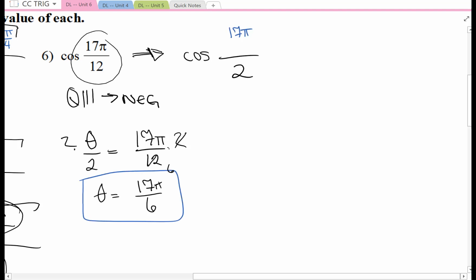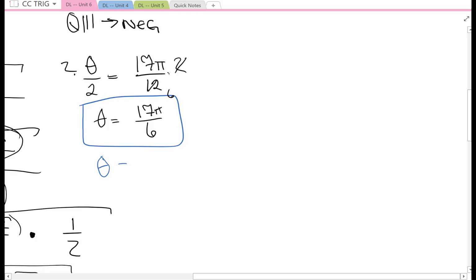Pi over 6. I'm not very familiar with that. I would like to know 17 pi over 6 as an angle that's actually on the unit circle. An alternate value for theta would be a coterminal angle. 17 pi over 6 minus 2 pi should give me a coterminal angle.